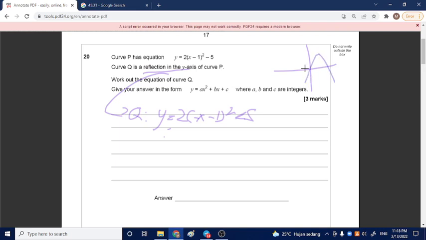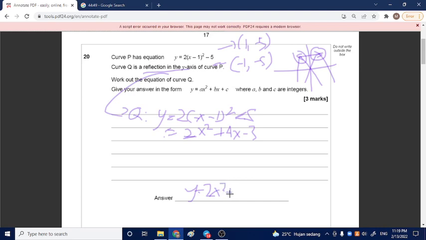Let's say, the y-axis. So we're technically reflecting the stationary point, and the stationary point here is (1, minus 5). Hence we should draw it at (minus 1, minus 5). Then we expand it, and we get 2x squared plus 4x minus 3. Yeah, 2x squared plus 4x minus 3.